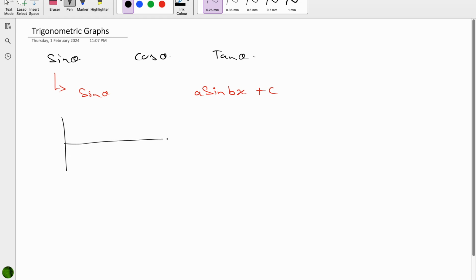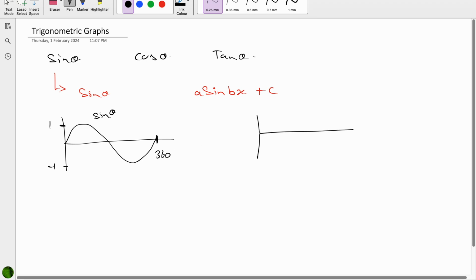So if we draw sine theta or sine x, it would look like this. Maximum value would be 1, minimum would be -1, so it ranges from -1 to 1, and the graph ends at 360. If we are doing this in radians, this would be 2 pi, with equal divisions pi by 2, pi, and 3 by 2 pi. Again, maximum is 1 and minimum is -1.